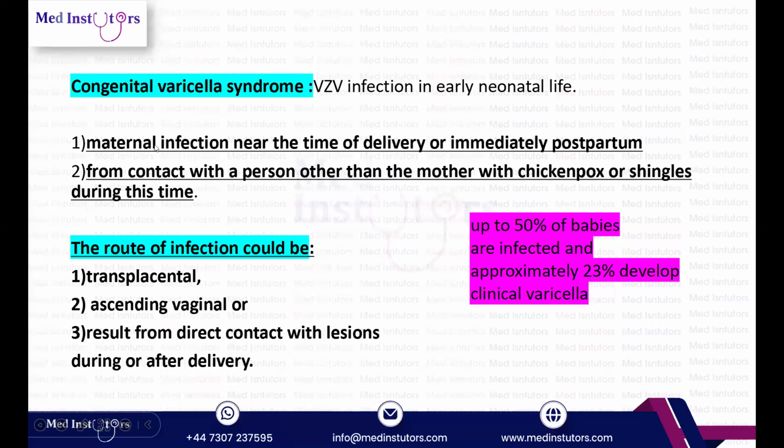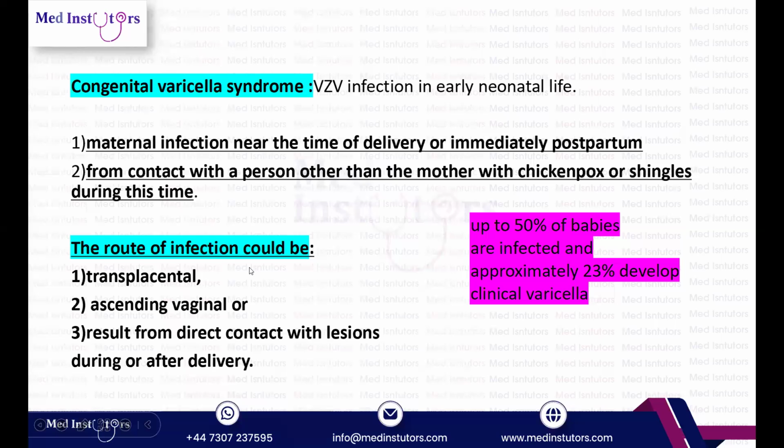And it could be by any of the ways. It could be if the maternal infection is near the time of delivery or immediately postpartum, or even from contact with a person other than the mother with chickenpox or shingles during this period. See, that is why we were telling the other people to avoid contact with susceptible people. So it's not only the pregnant women, but also the newborn babies. Very important slide.